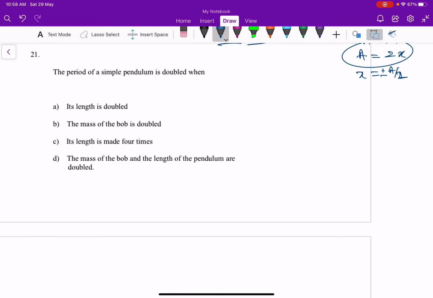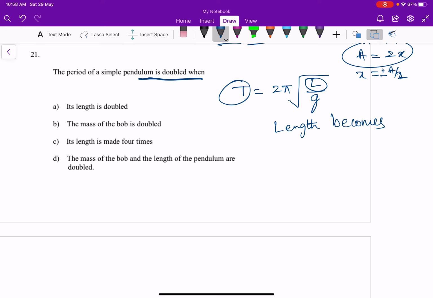The period of a simple pendulum is doubled when... the simple pendulum time period is given by T equal to 2 pi under root of L by g. Period will be doubled when length becomes 4 times, because root 4 is nothing but 2. So the period will be doubled if its length is made 4 times.